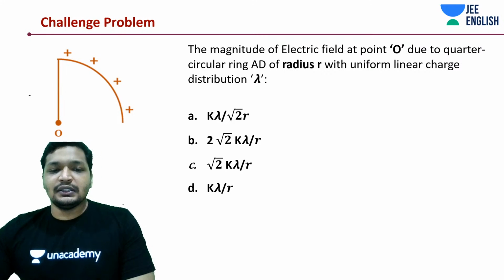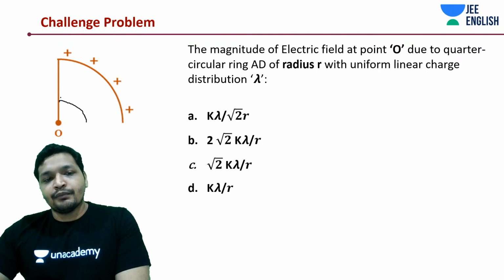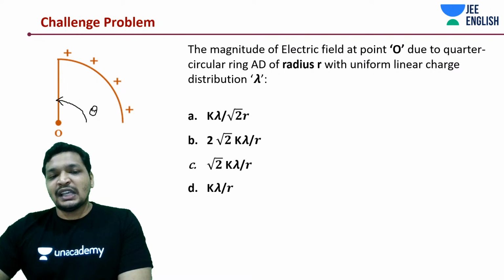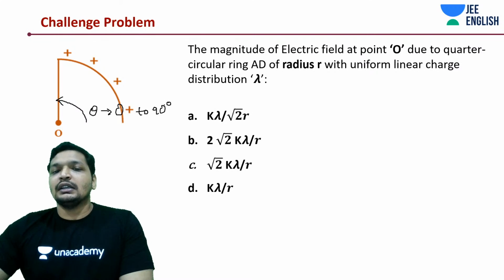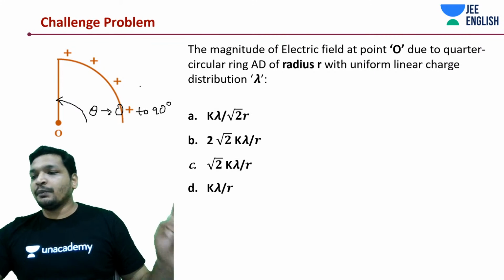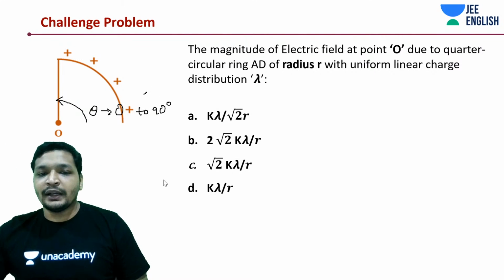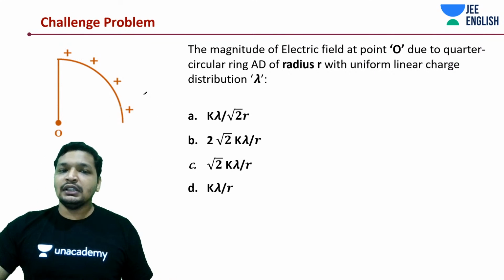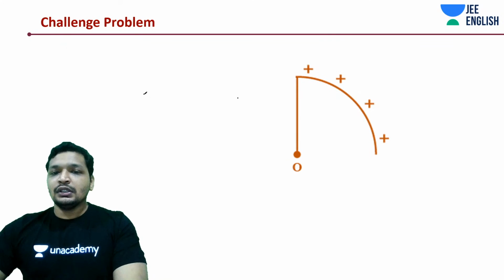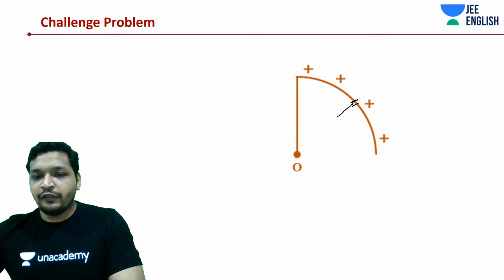Yes, it's very easy. The angle theta moves from 0 degrees to 90 degrees. That's it. But there will be two components. Try it out. It's quite easy, guys. Let's get started with it. The same thing we need to do. Simple. Draw an element. Draw the field at this point.